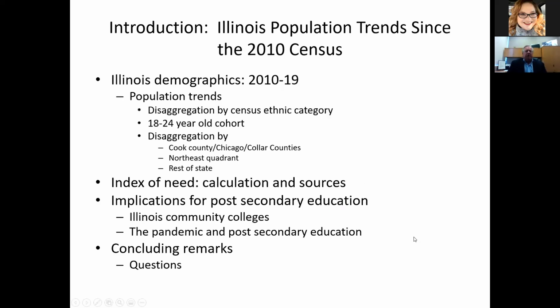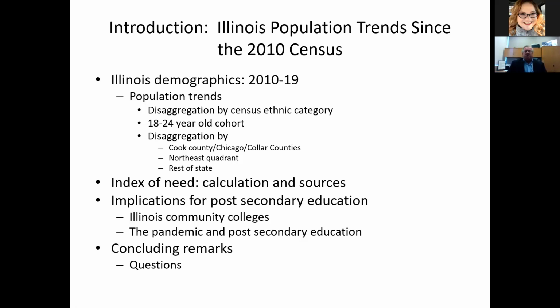Today, I would like to talk about the trends in Illinois population since the 2010 census. We're going to look at the population trends with respect to disaggregation by census category and a cultural category, the Hispanics. Look at the change in the 18 to 24-year-old cohort since 2010, and we will disaggregate the population statistics by Cook County, Chicago, the collar counties, Northeast Quadrant, and the rest of the state.